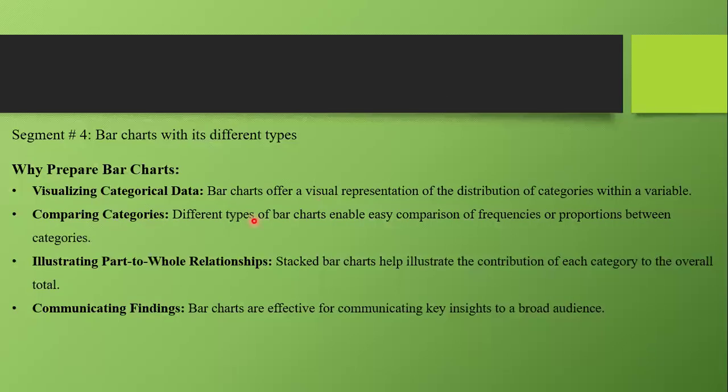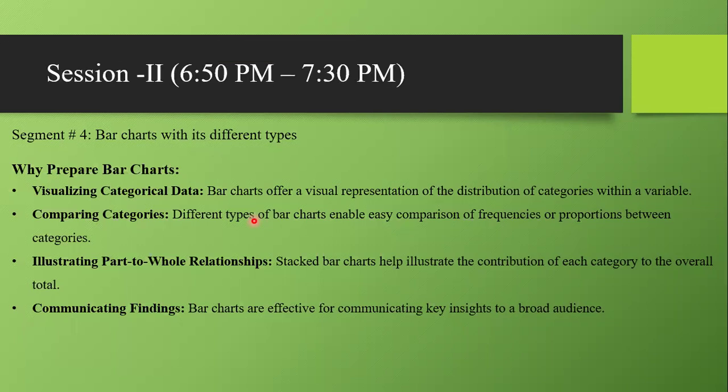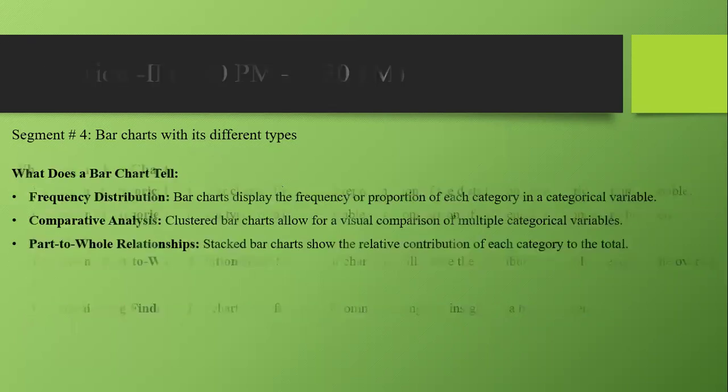So I was discussing why we prepare bar charts: visualization of categorical data, comparing categories, illustrating part-to-whole relationships, and communicating findings. Next is, what does a bar chart let us know? If we need to interpret bar charts, what does it tell us?